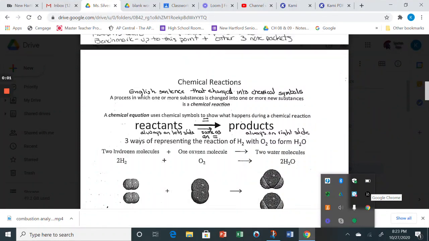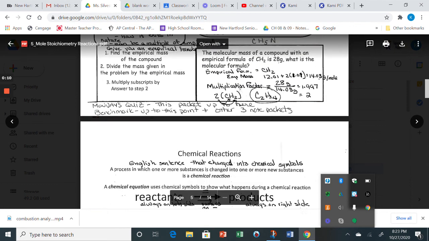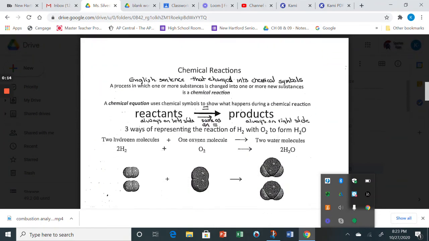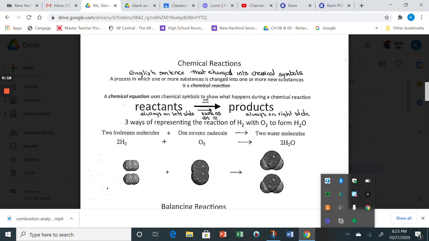We are getting into what's really chemistry. In what I call the real chemistry, we have this thing called chemical reactions. I talked about combustion, and I said there are other reactions we're going to learn.